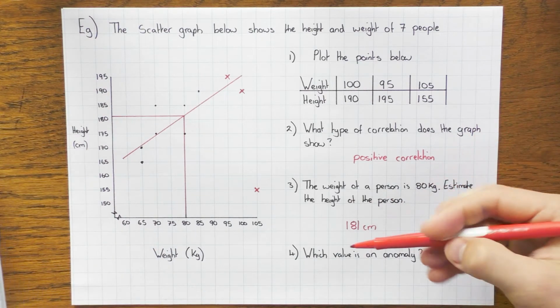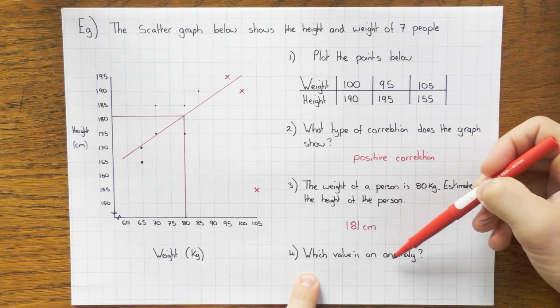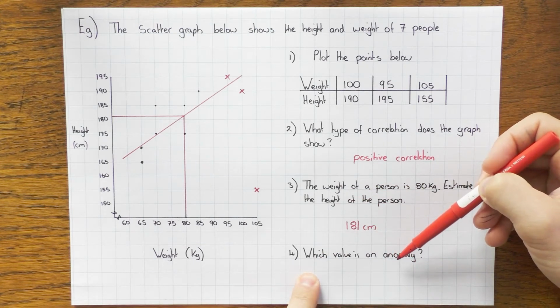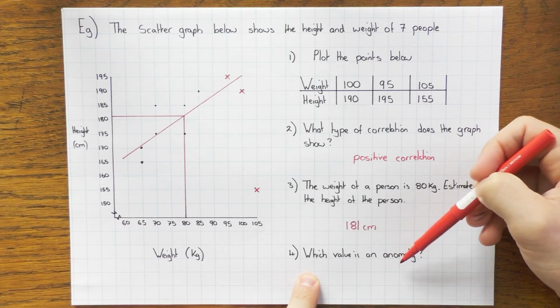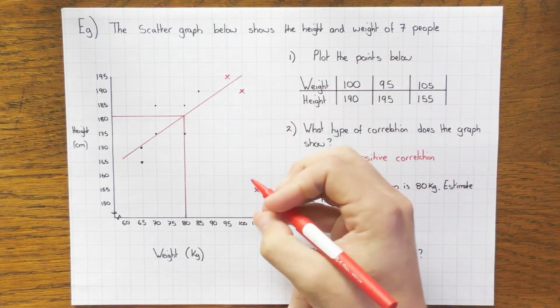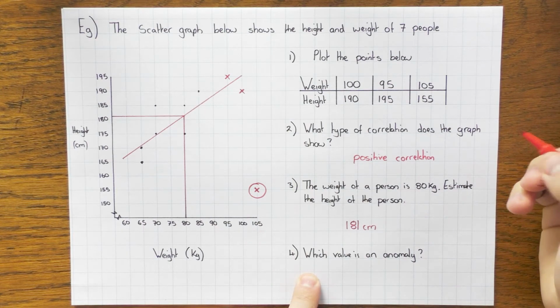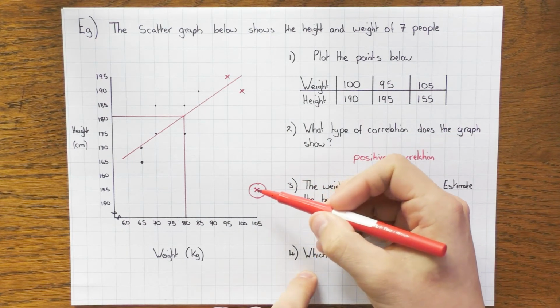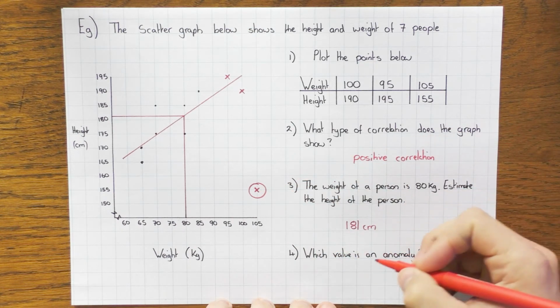And I've added this question down here. Which value is an anomaly? It might also be called an outlier, but usually we use outlier or anomaly, and that just means which one is out of place, which one isn't conforming to the rest of the data. And I said I'd come back to it. It's clearly that one there. That one is a bit of an anomaly. It's out in the middle of nowhere on its own, doesn't fit all these ones, so we would say that's the anomaly.